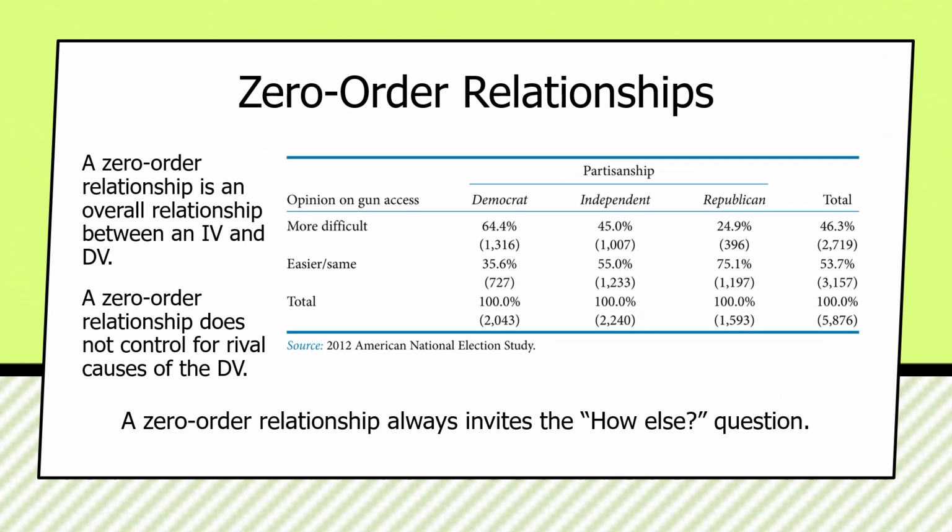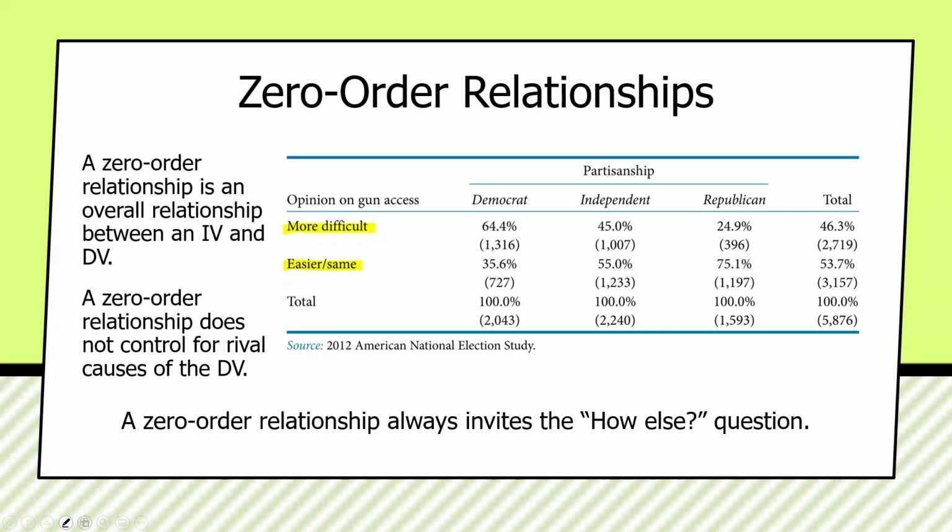Here's an example of a zero-order relationship. This is the empirical relationship, using the American National Election Study of 2012, between partisanship, which is the independent variable along the columns, and gun control opinions. Along this row are those who think it should be more difficult, and along this row are those who believe it should be easier or remain the same in terms of how easily obtained a gun should be.